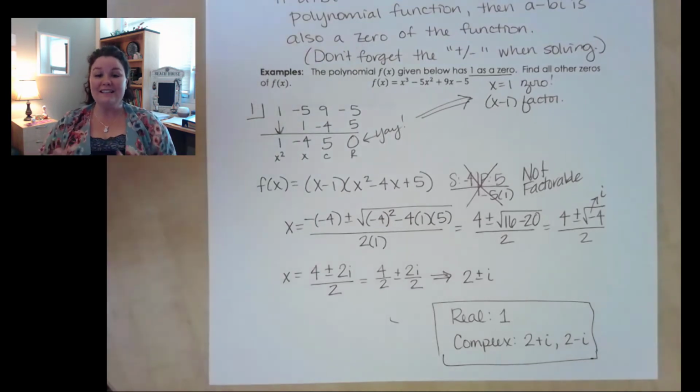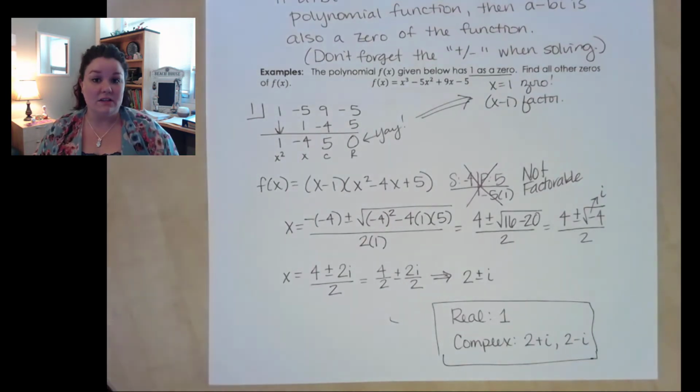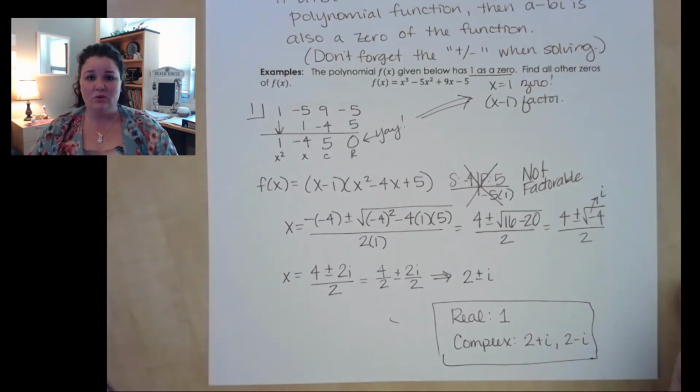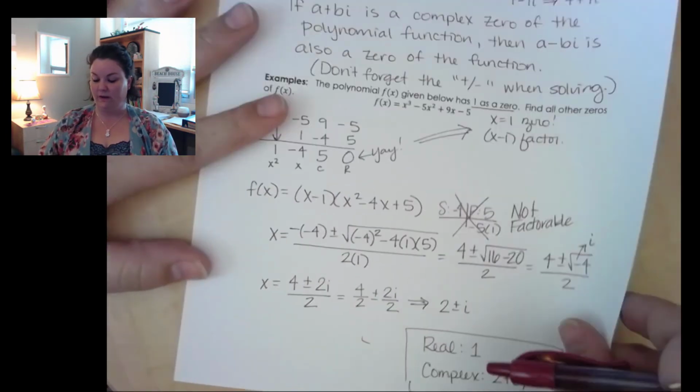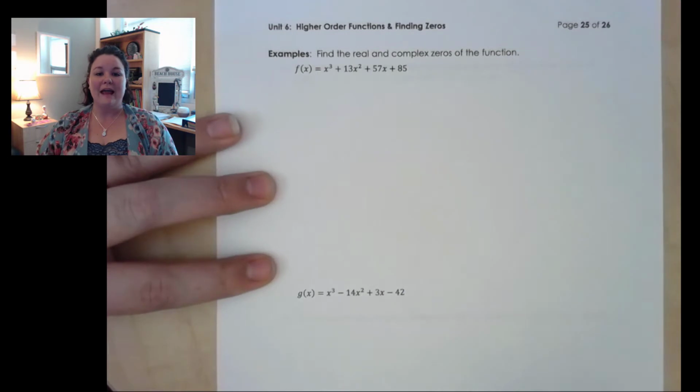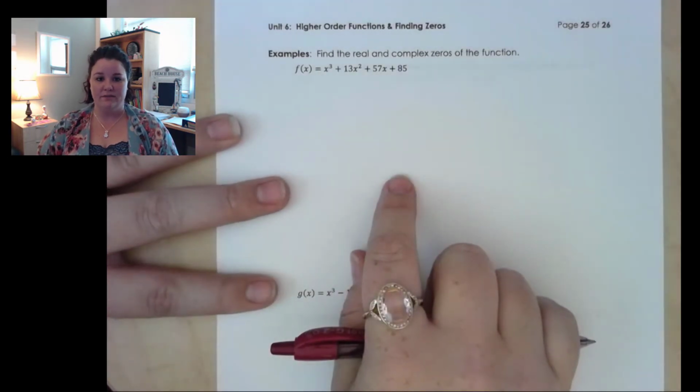All right, so this was our easy case, right? One zero was given to us. So let's look at some where the zero is not given to us, and we have to go through the whole process of finding the potential zeros, plugging them in, and so on, right? Okay, all right, so first example, find the real and complex zeros of the function.